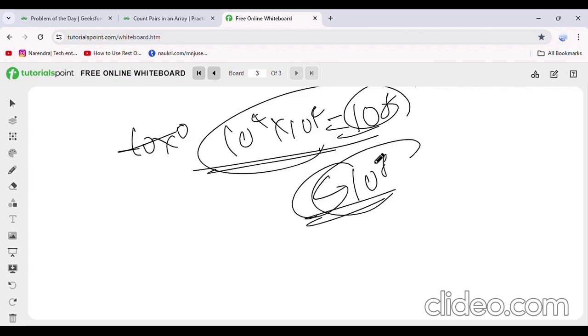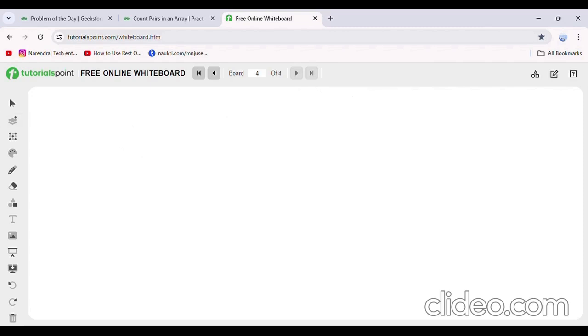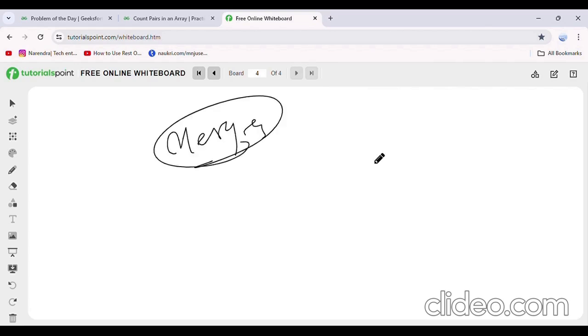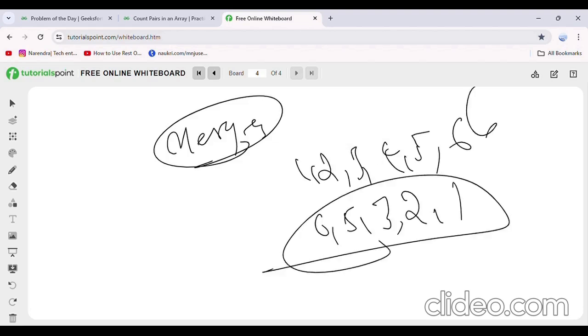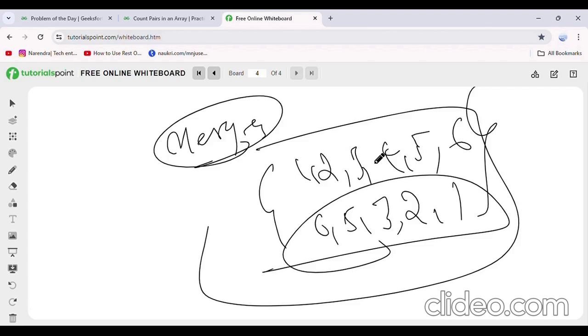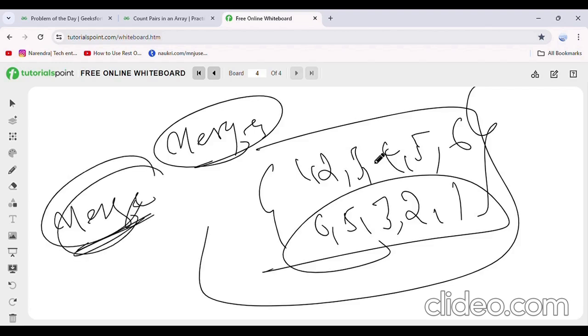So what I am doing is, guys, observe one thing. We know the merge sort, right? In merge sort, we can put the numbers in ascending order, or we can put the numbers in descending order. So we can easily solve this problem using merge sort. So we are using merge sort here.